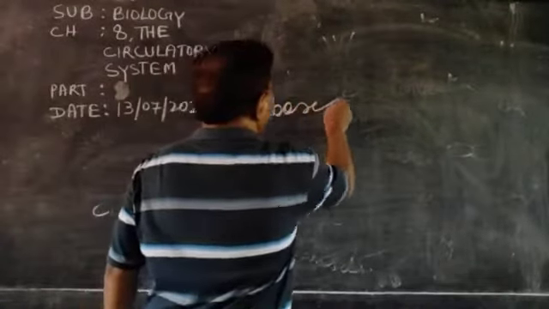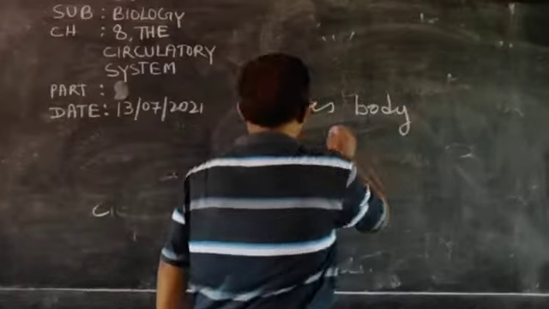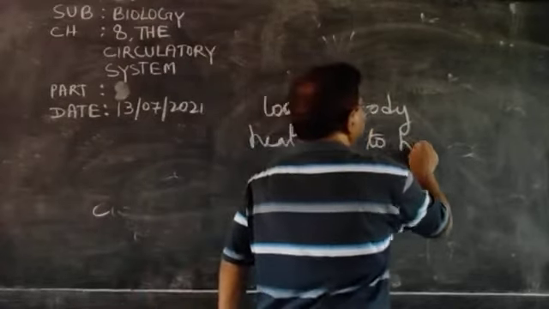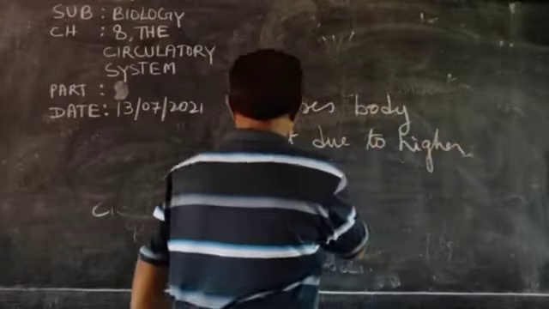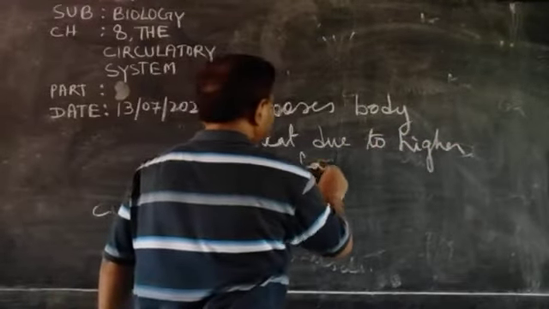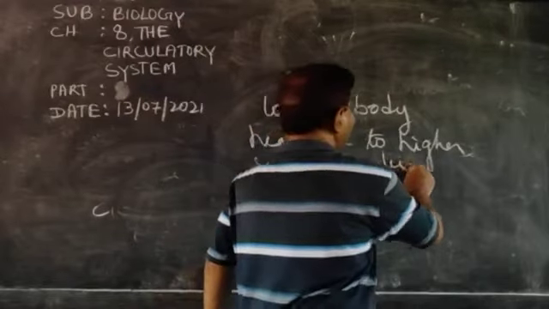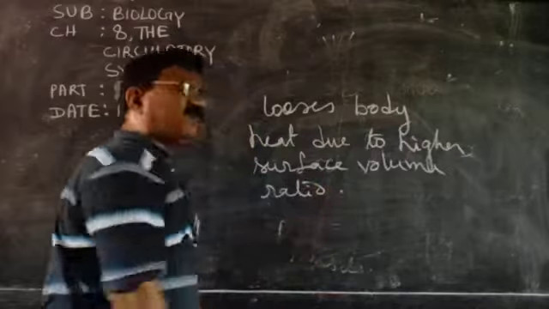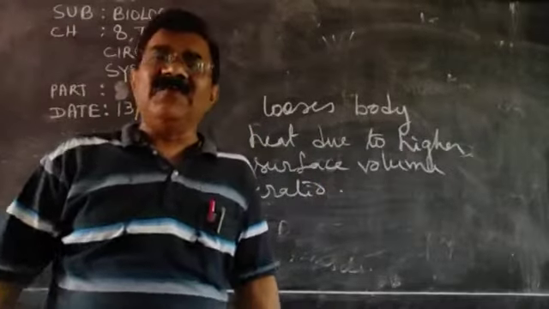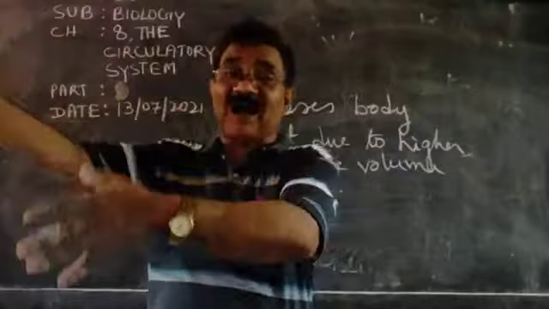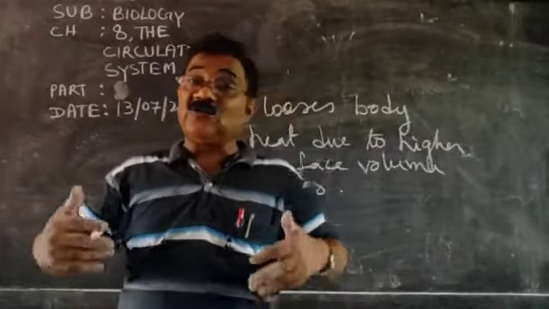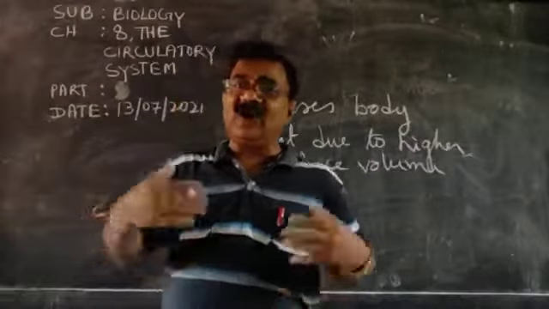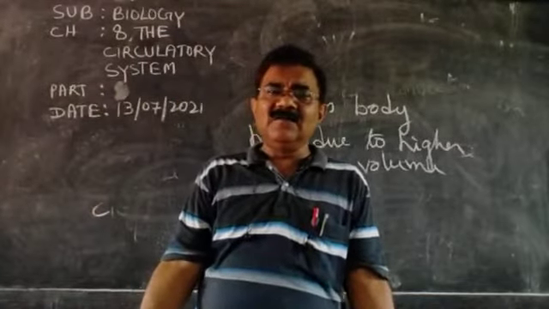It loses body heat due to higher surface volume ratio. Surface volume ratio. Try to understand. We lose body heat, and due to that we put on a sweater or jacket in the winter season, not to save us from the outside cold, but not to allow our body heat to go out. Okay, if body heat will not go out, we will feel warm.